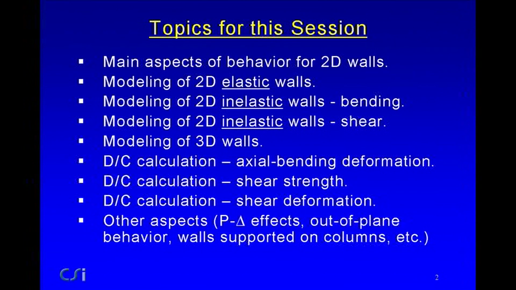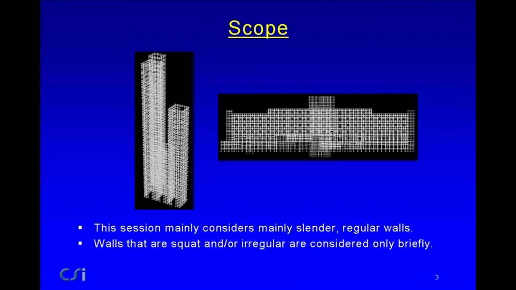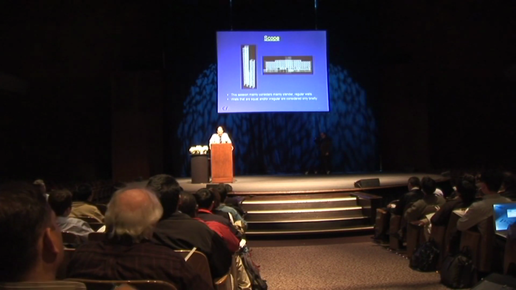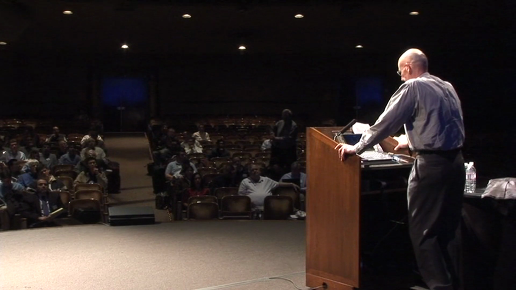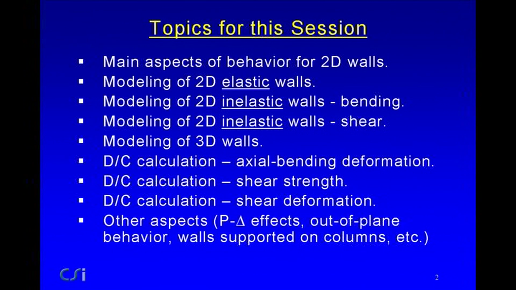So the topics for this session: I'm going to look at the main aspects of behavior for two-dimensional walls to begin with, and then modeling of 2D elastic walls, modeling of 2D inelastic walls for bending and then for shear, then move on and look at three-dimensional walls, then move on to the demand capacity calculation, first for the axial bending deformation, which will usually be inelastic, then for shear strength and shear deformation, and finally a number of other aspects, including P-delta effects, out-of-plane behavior, and a few other things.